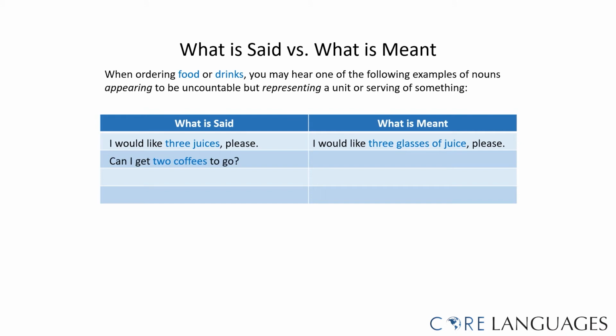We might also say, can I get 2 coffees to go? Technically, this sentence is grammatically incorrect. What is meant is, can I get 2 cups of coffee to go? We might also say, I buy 2 salads for us. What is meant is, I buy 2 containers of salad for us, or 2 bowls of salad for us.